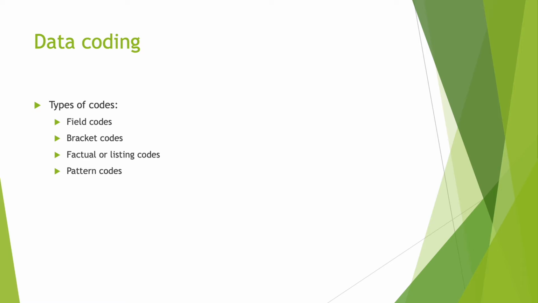Now, let me introduce the different types of codes that can be used in the data coding process. These types of codes are namely field codes, bracket codes, factual or listing codes, and pattern codes.